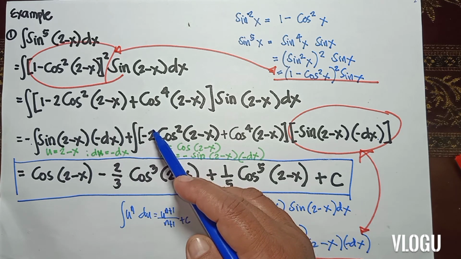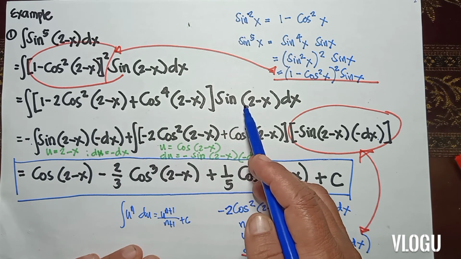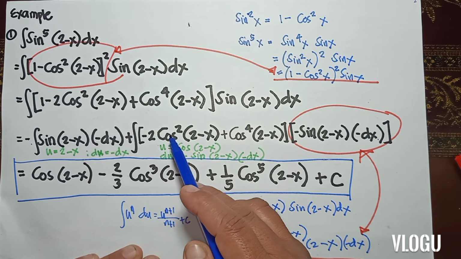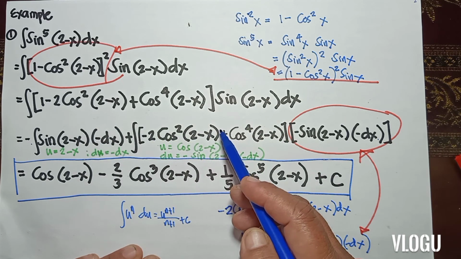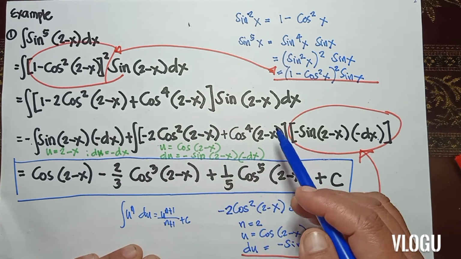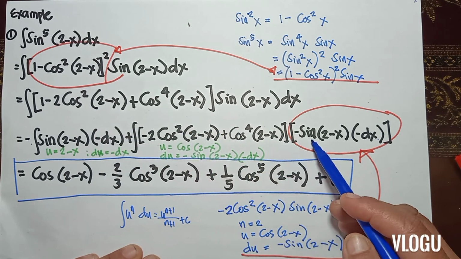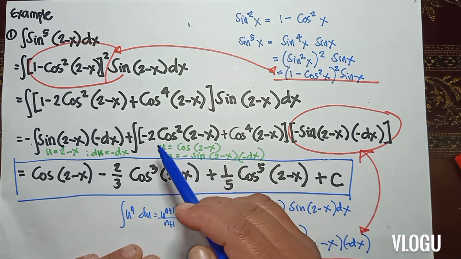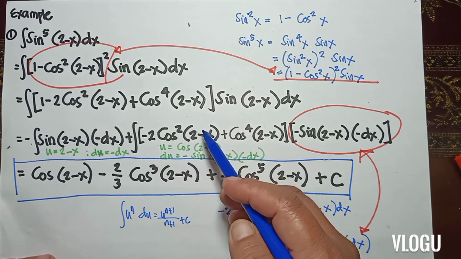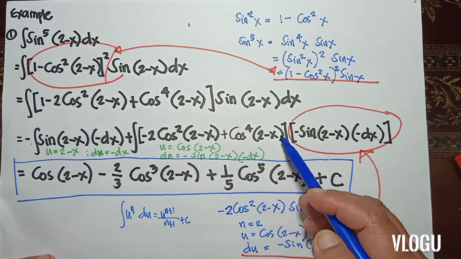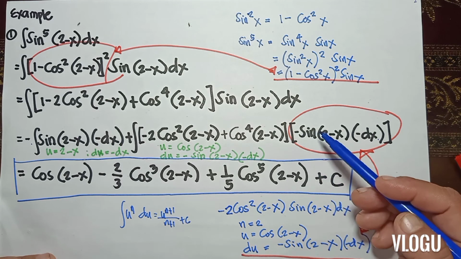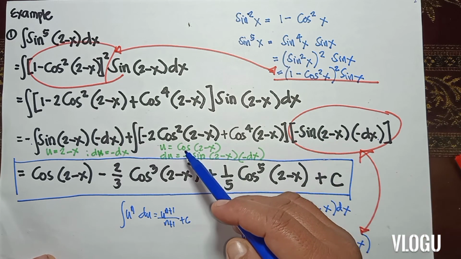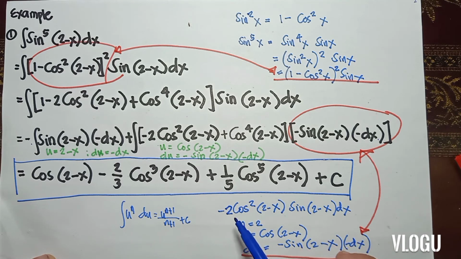Plus, if we multiply sine (2 minus x) inside, you will have cosine squared times sine (2 minus x), right? That is the same, so we just factored out this one. So you will have negative 2 cosine squared (2 minus x) plus cosine to the fourth (2 minus x). Here I have a sample outside: negative 2 cosine squared (2 minus x) times sine (2 minus x) dx.